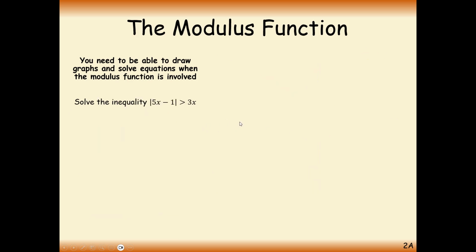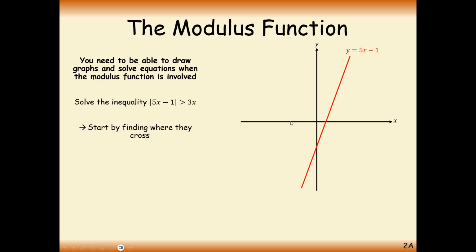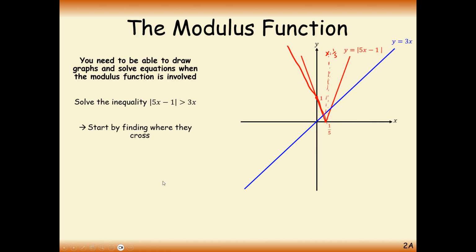In this question, we are solving an inequality. What does that mean? That means if we plotted the graph of 5x minus 1 inside the modulus sign, first of all, we would have an x-intercept of 1/5. So we would have to reflect the graph in the line x equals 1/5. Reflection in this line means that it would reflect back up from that point, and the intercept would be a positive 1. So let's plot that. And the other line is 3x. What we are looking for is where the modulus is above, or rather the red lines are bigger than 3x. That means where the red lines are above the blue line.